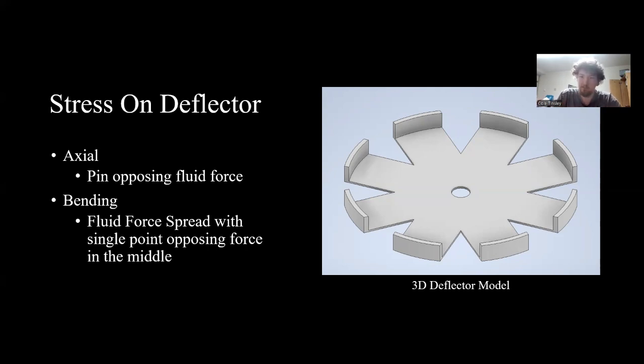So you would have forces that are a little bit outside of the center, and you would have the singular central force coming up, which would create a slight bending stress on the entire deflector. Think about if it were a piece of paper, it would come down and then it would kind of spread over the pin coming up. So yeah, we're not sure if we're going to be able to get a bending stress formulated with FEA, but the axial should be pretty quick and simple to understand.